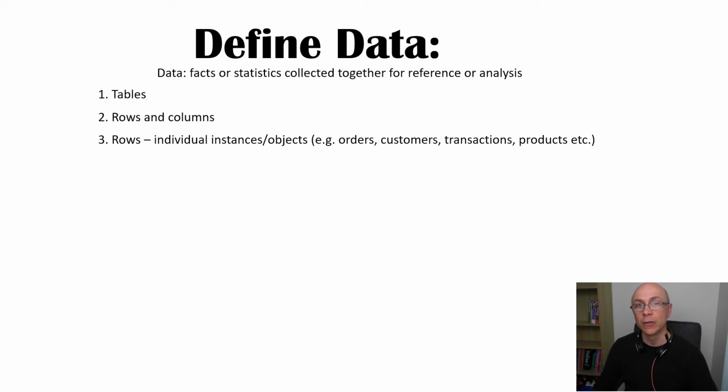And rows basically represent individual objects, and therefore they are slightly higher in the level of hierarchy than columns because they are what your data is about. Like, for example, your orders, where each row will represent a separate order, or your customers, where each row represents a separate customer, and so on and so forth.